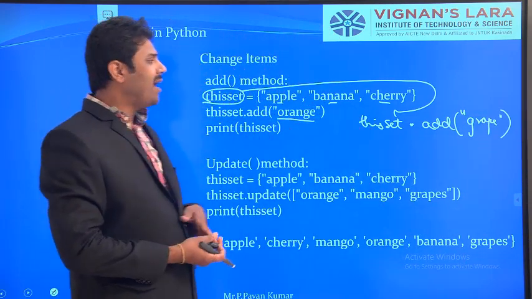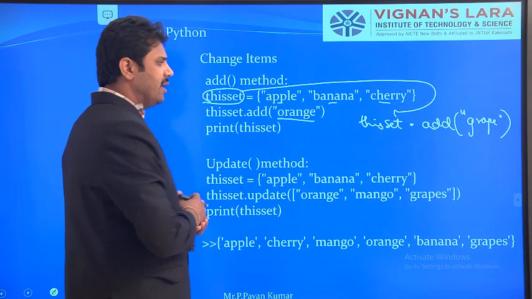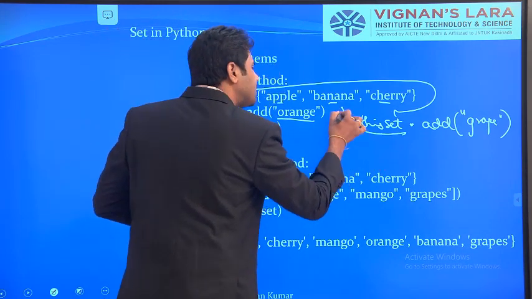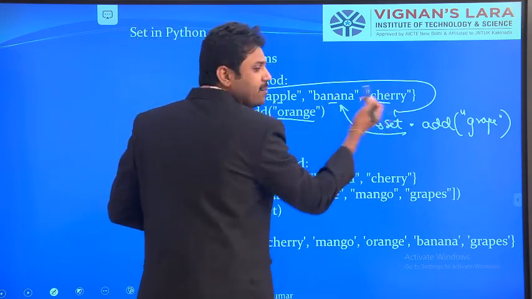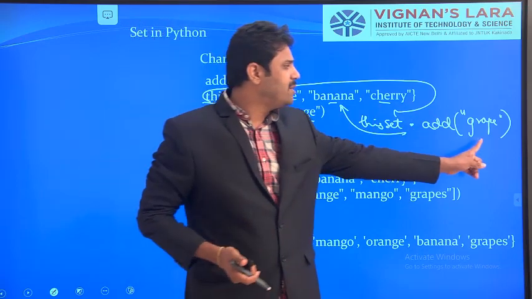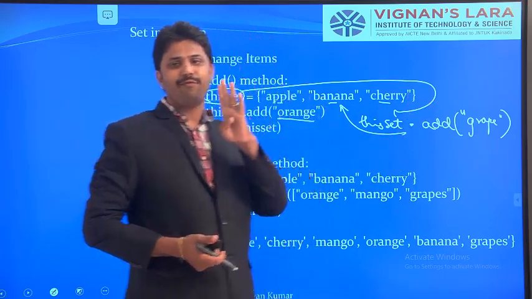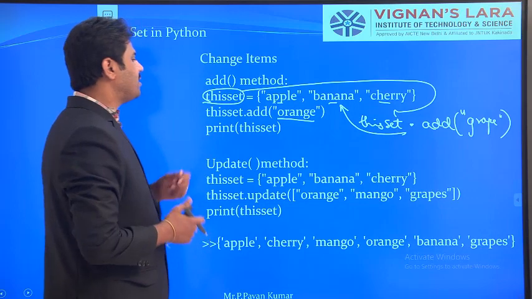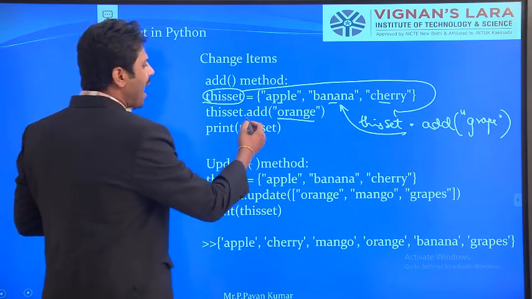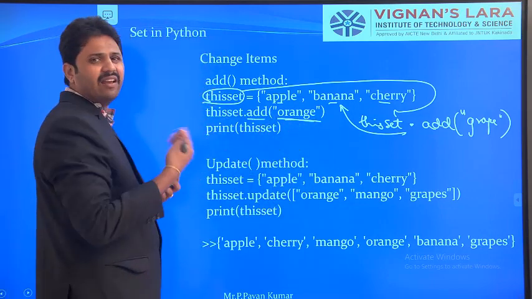If you add like this, the set already exists, which contains 3 items. This item is going to be placed as a 4th item. Like this you can add items. Here I add orange. You can add orange like anything.